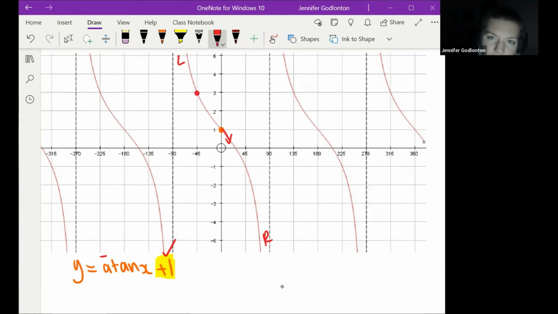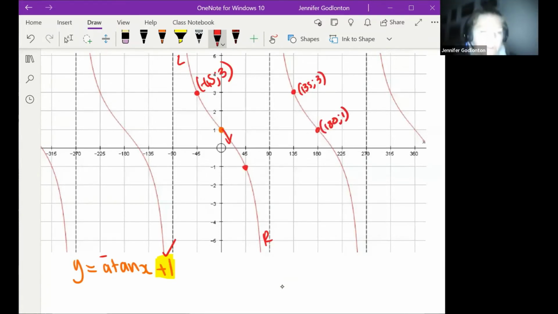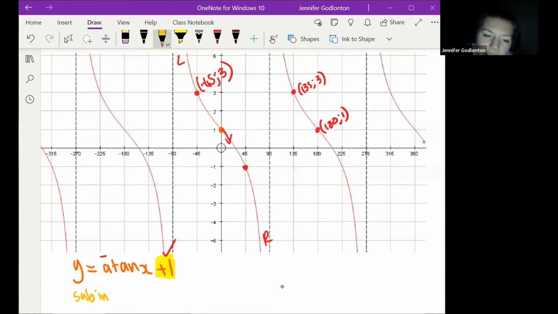So, for example, this is quite a nice one, -45 and 3. But you could have used various ones. You could have used 45 and -1, 180 and 1, or 135 and 3. Any of these are fine. Any really nice coordinates, that's what you're going to want to use. And we are going to substitute that in. So I'm going to sub in negative 45 and 3. But remember, you can use any coordinate that's nice.